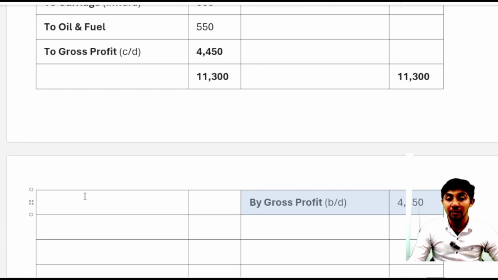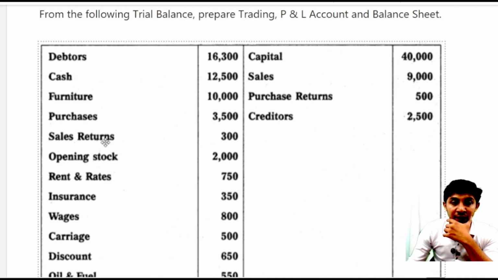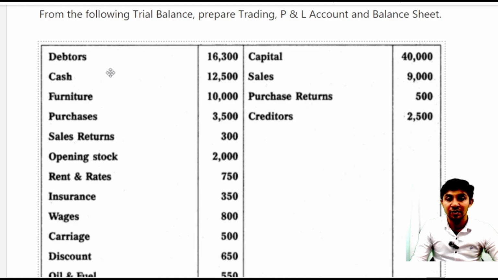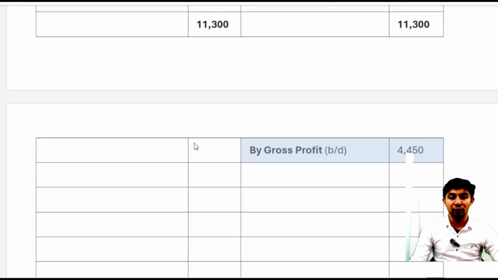Immediately after this, we'll move towards the debit side, and the first item of profit and loss account debit side is salaries. Let us search for the salaries. Salaries is not in the question, so directly we'll begin. Debtors is our asset, cash is our asset, furniture is our asset, purchases trading account debit side, sales return, deduct from sales. Opening stock we have considered, rent and rates, that is 750. These expenditure is not related to goods and factory, so this is non-trading expenses. All the non-trading expenses will be considered on the debit side of profit and loss account. So directly we'll move towards the debit side of profit and loss account and we'll write rent and rates, that is 750.